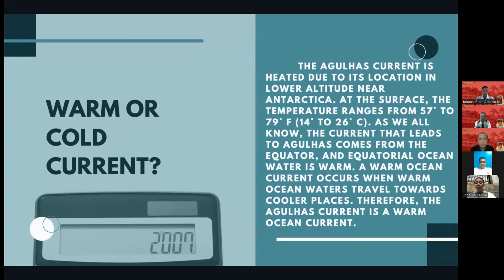Warm or cold current? The Agulhas Current is heated due to its location in lower latitude, near Antarctica. At the surface, the temperature ranges from 57 degrees to 79 degrees Fahrenheit. As we all know, the current that leads to Agulhas comes from the equator, and equatorial ocean water is warm. A warm ocean current occurs when warm ocean waters travel towards cooler places. Therefore, the Agulhas Current is a warm ocean current.